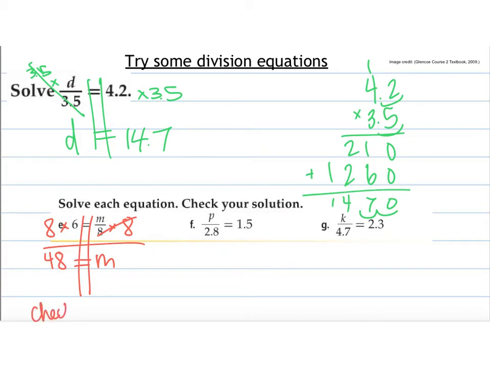Now we need to do our check. 48 divided by 8 equals 6. So there's our answer.